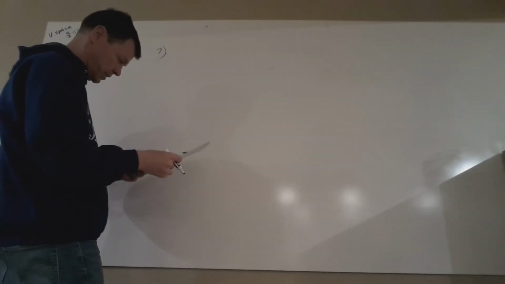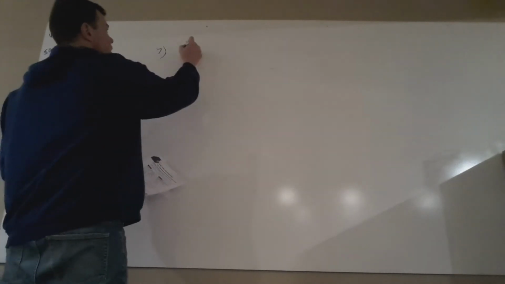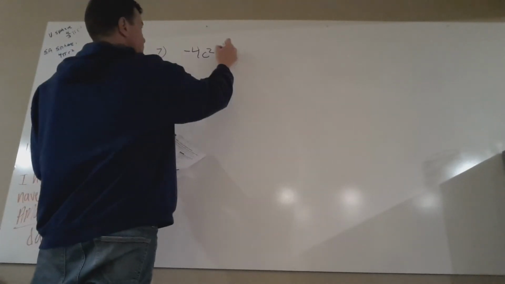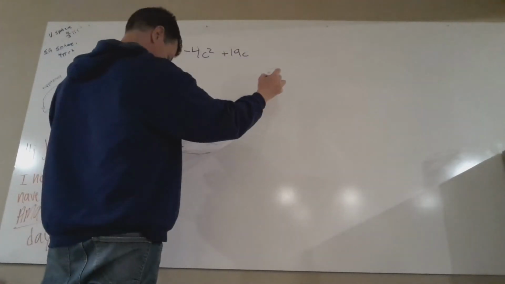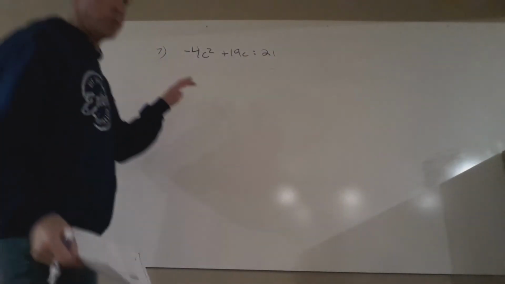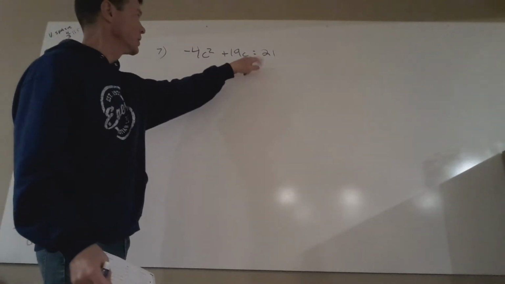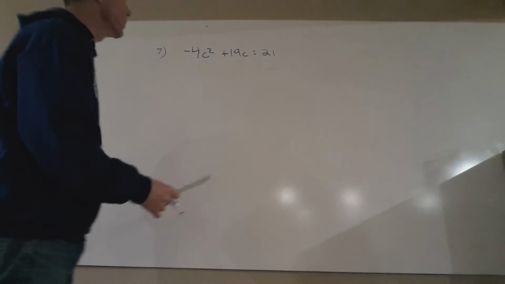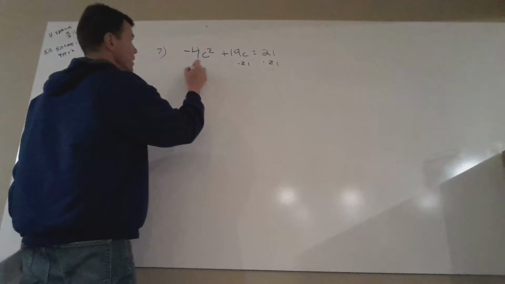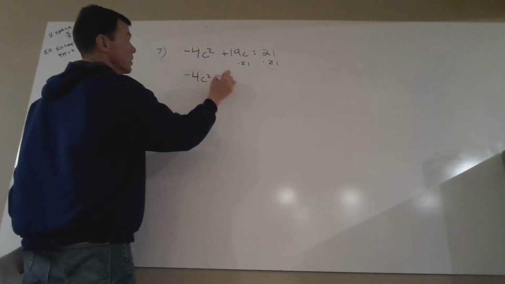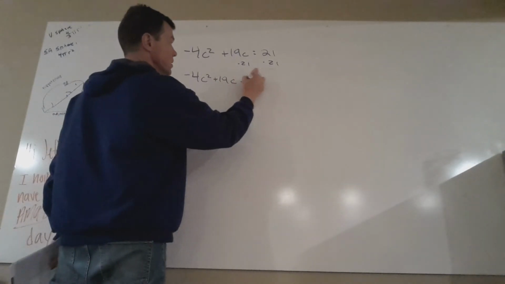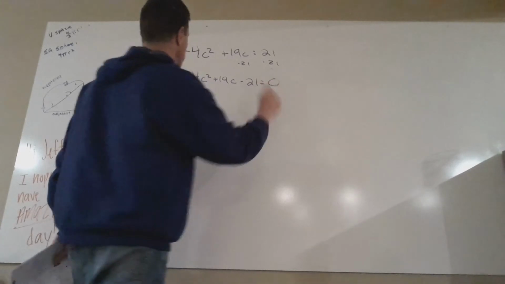And number 7 is negative 4c squared plus 19c equals 21. Okay, it's not in the form that we need it to be. It's got to be equal to 0. This is equal to 21, so I need to get rid of the 21. Subtract 21 on both sides. Minus 21, minus 21. You now have negative 4c squared plus 19c minus 21 equals 0.